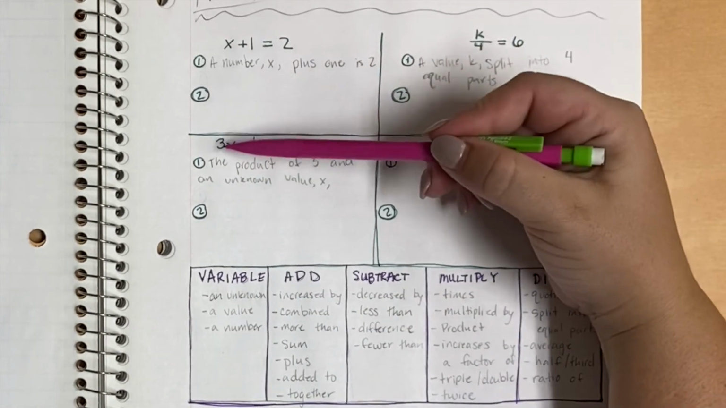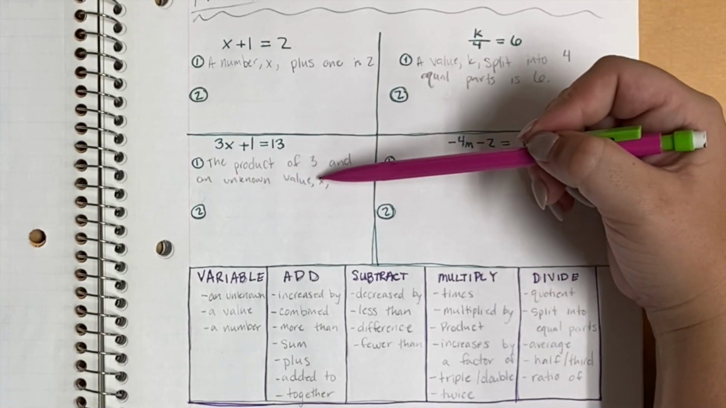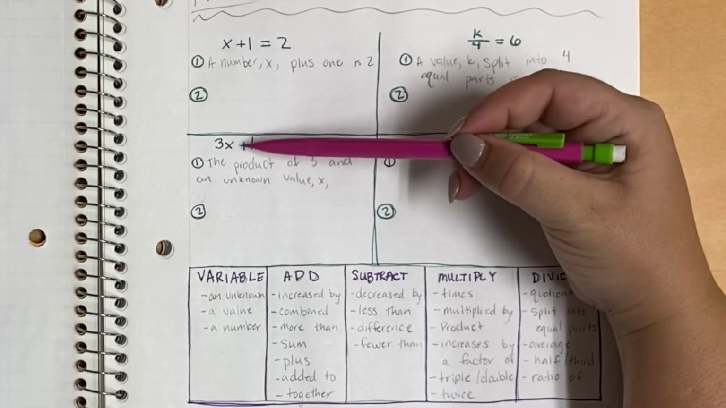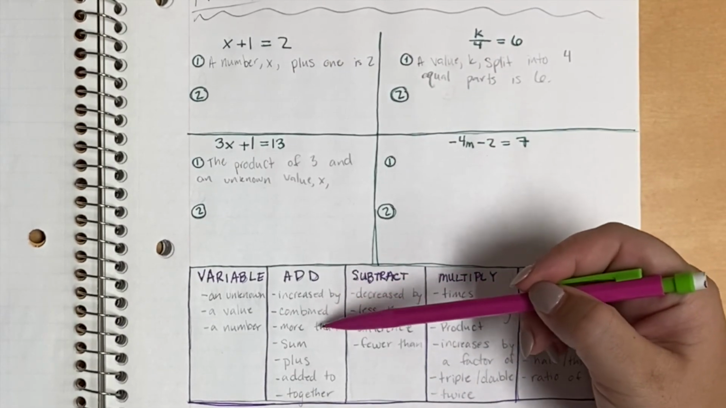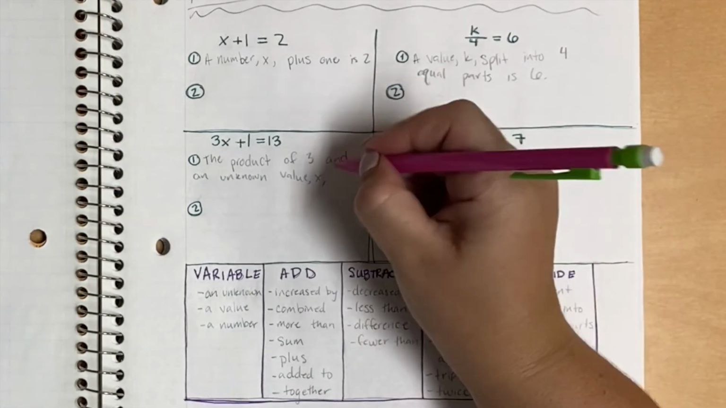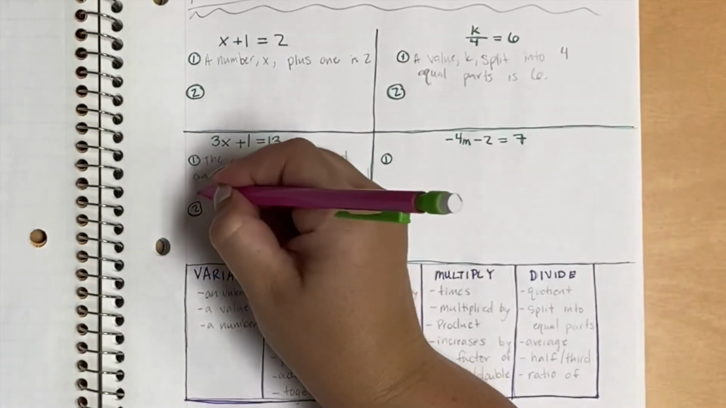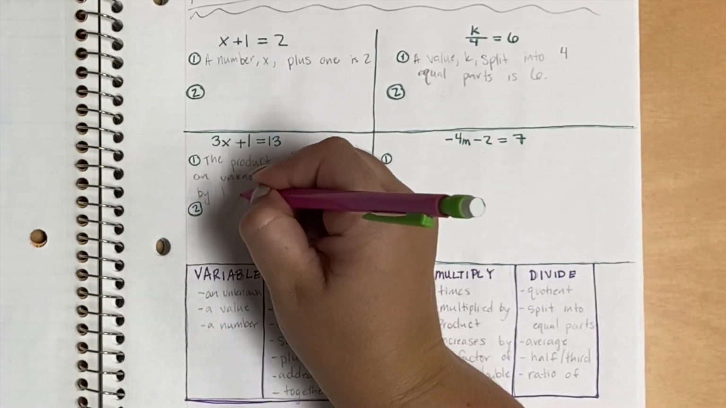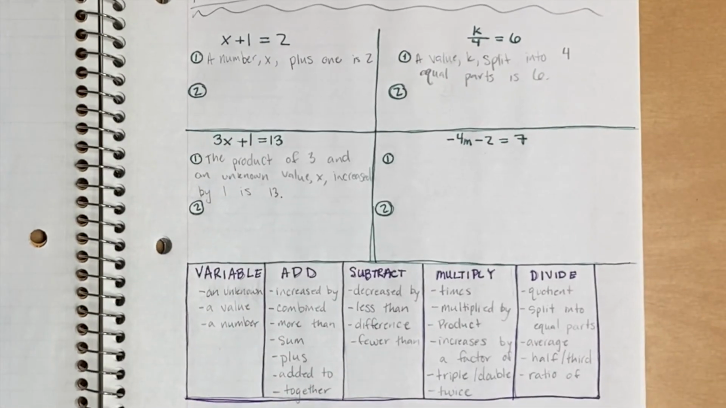So we've got this so far, 3 times x. The product of 3 and the unknown value x. And then what happens to those two things? We add 1. So we could say increased by, combined with, more than, sum, plus, added to, together. I like increased by. Increased by 1 is 13. So we've written the number sentence for that.